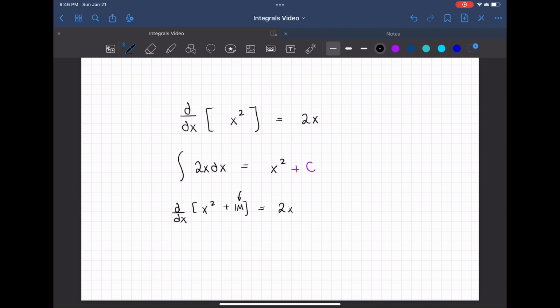But what is true is that there could be a constant. Just because the derivative is 2x, we know that the original function is x squared, but we don't know if it has another constant added to it. So that's why the plus c is there. It's just to keep track of this possible sneaky number that could be in here.